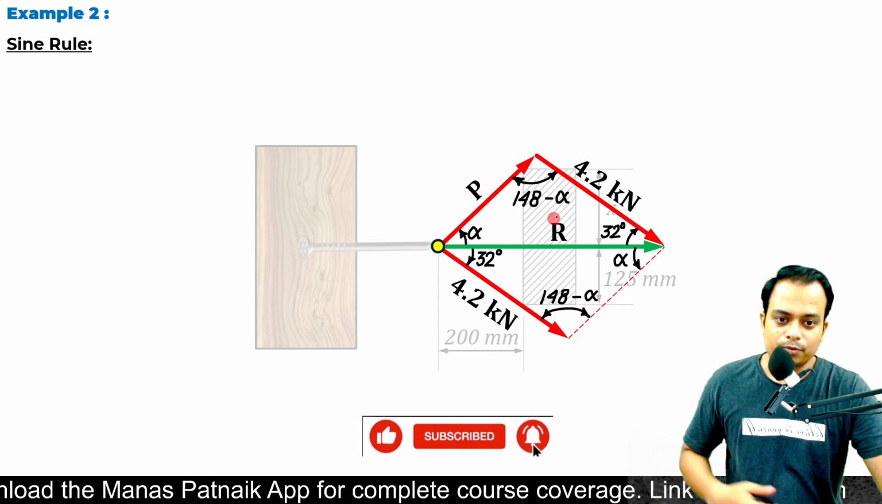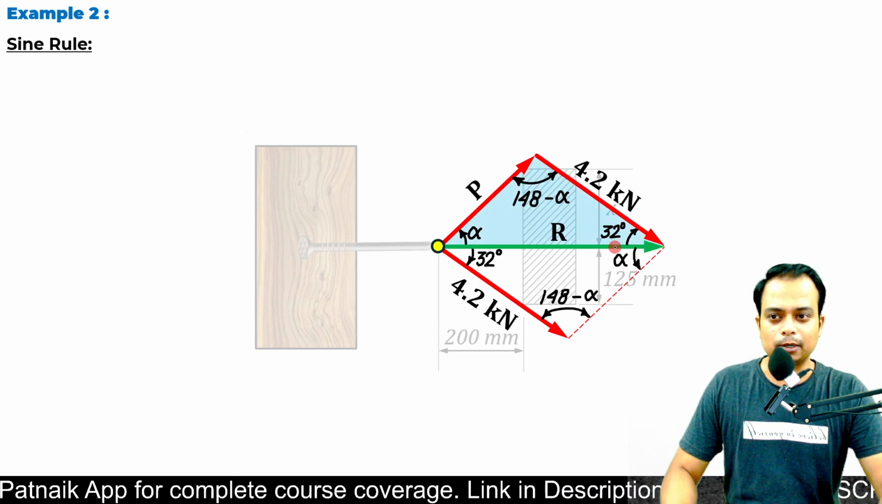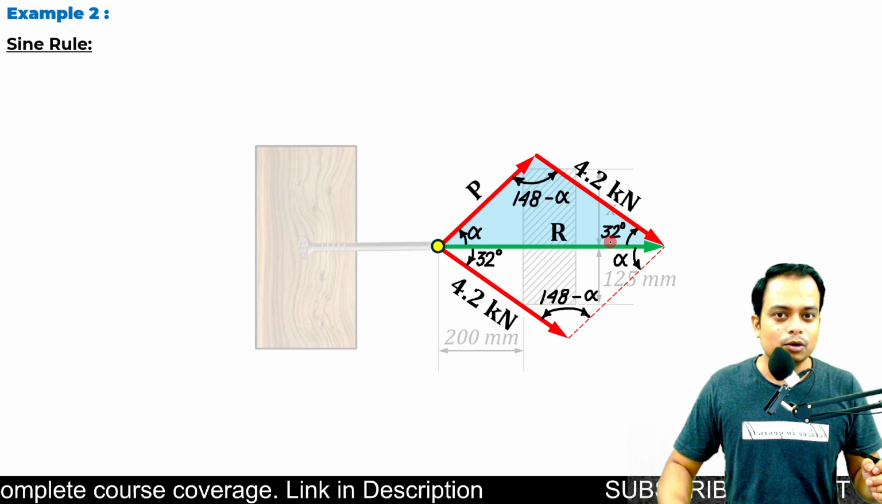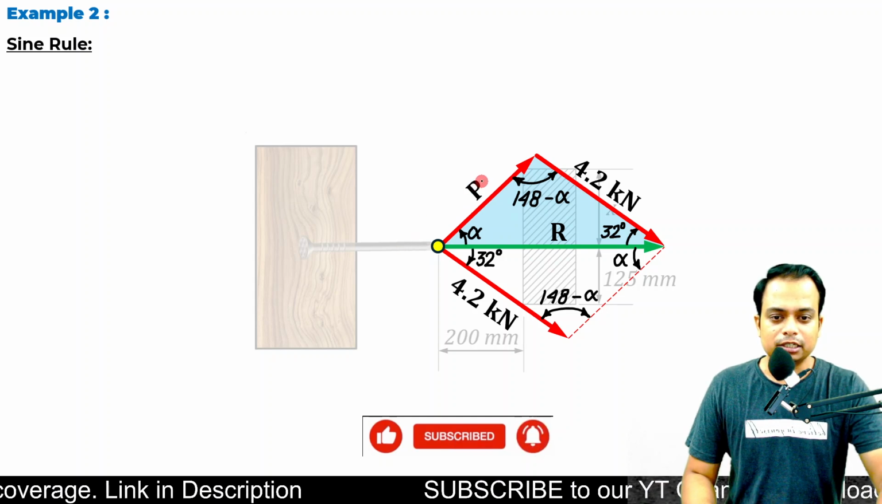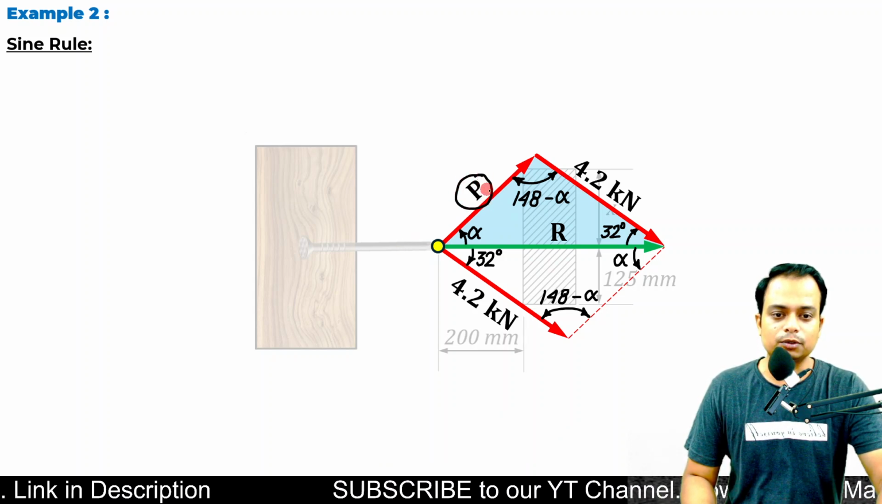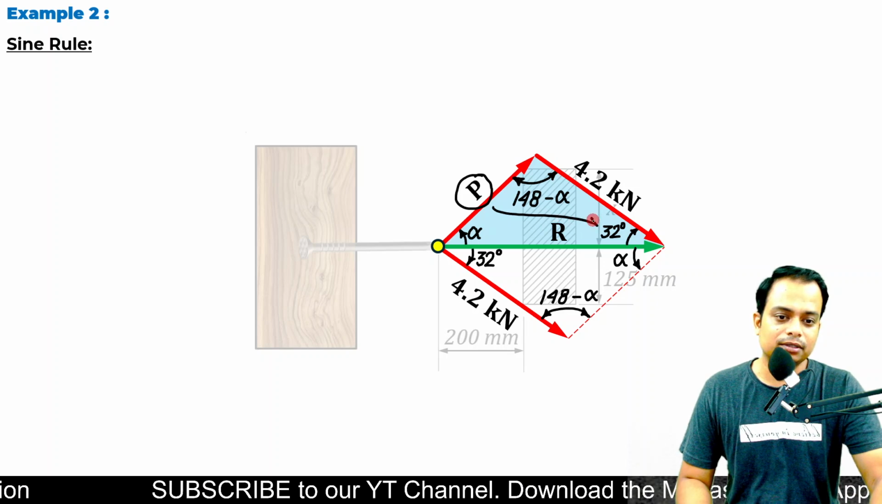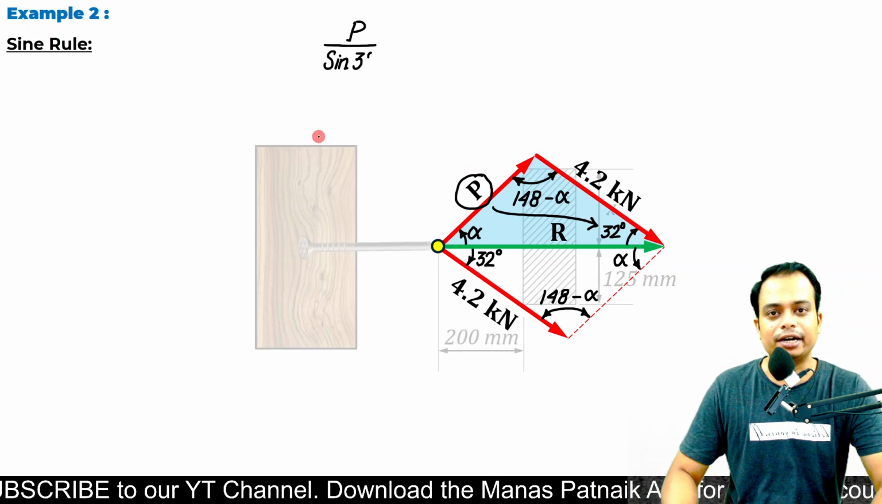I want all of you to focus on this upper triangle. Take a look. What we'll now do is apply the rule of sines for a triangle, for any triangle in fact. Just focus on this force P. What is the angle in front of this side P? The angle in front is 32. So P divided by sine of 32.